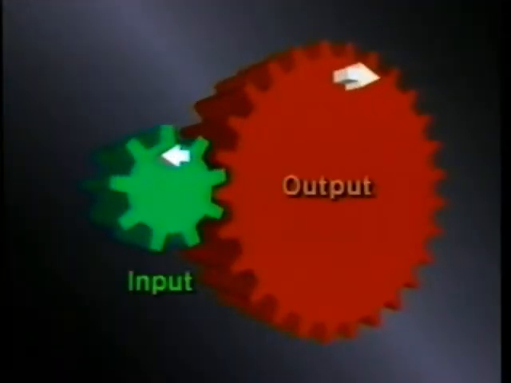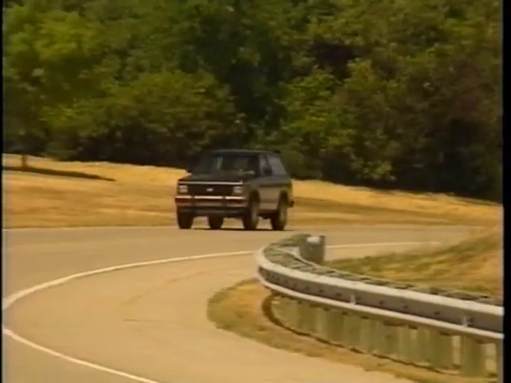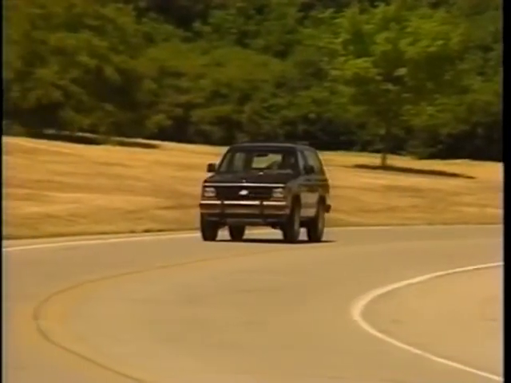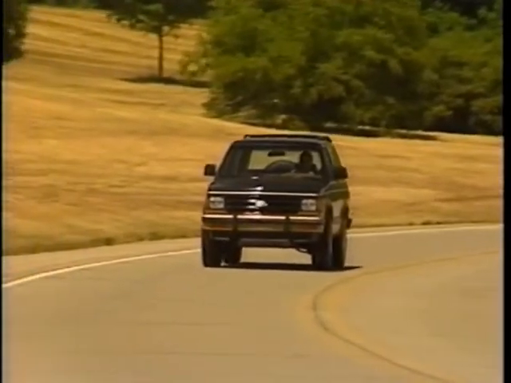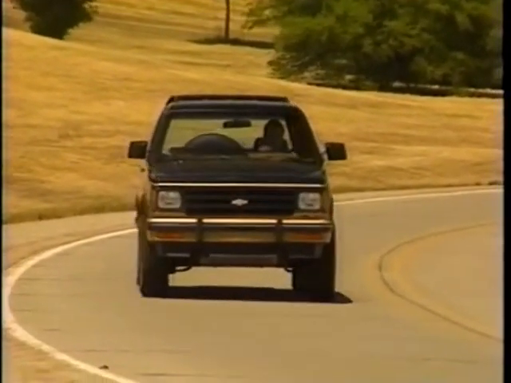What does it mean to operate in reduction? Notice the input gear driving the larger output gear. The smaller gear makes several complete rotations before the larger gear makes one. If the smaller gear makes 3 turns to the larger gear's 1, we have a 3-to-1 gear ratio. We're operating at a 3-to-1 reduction. Reduction provides power and is desirable at low vehicle speeds, during acceleration, or when there's a heavy load.